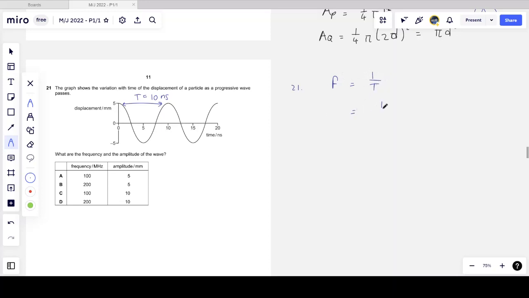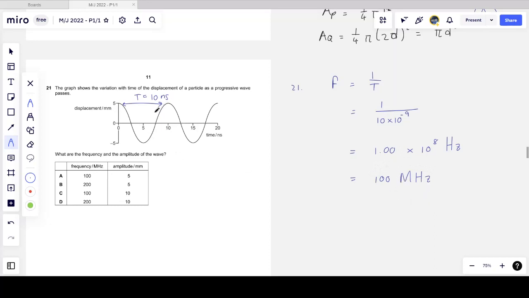And so this is 1 over, but not 10, it's 10 times 10 to the minus 9. Remember, it's a nanosecond. Nano is 10 to the minus 9. And so what I get is 1 times 10 to the power 8 hertz, which, with a little bit of manipulation, is 100 megahertz. Remember, mega is a million, 10 to the power 6, and it's an uppercase M.